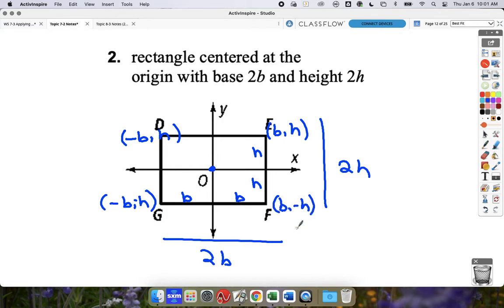Positive, negative. A trick you can always use is if you're in the first quadrant, your coordinate should be positive, positive. If you're in the second quadrant, your coordinate should be negative, positive. Third quadrant, negative, negative. Fourth quadrant, positive, negative.